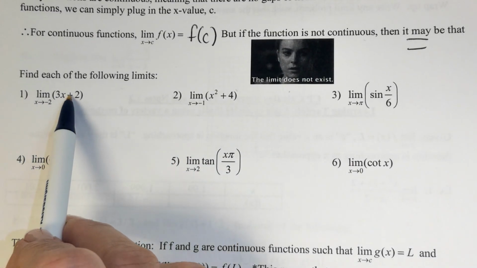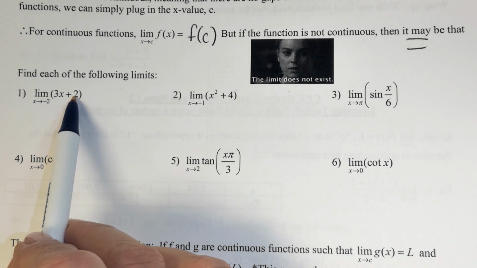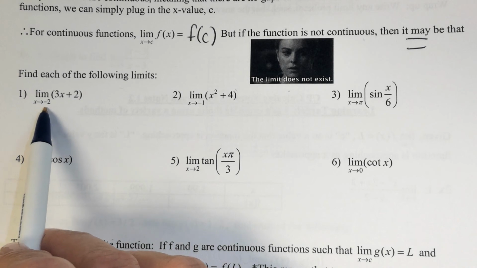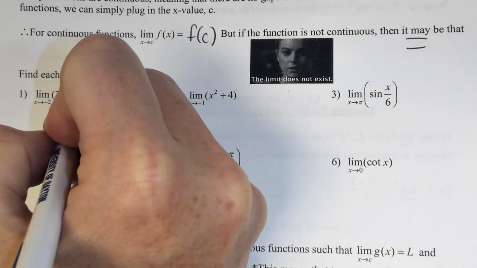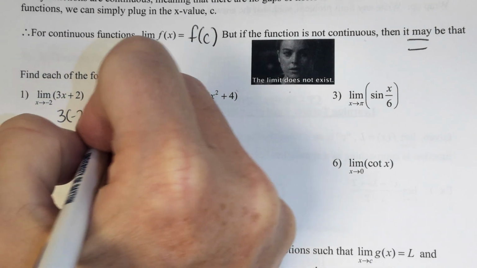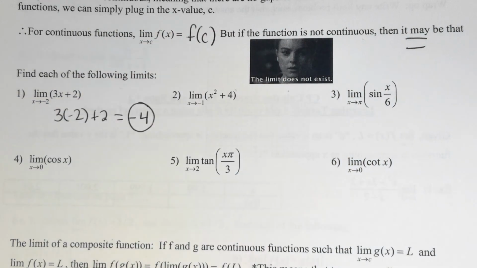Alright, so on this, is this a continuous function? y equals 3x plus 2? Yeah, it's just a line, right? So all we have to do to evaluate is plug in -2. So we're going to do 3 times -2 plus 2. -6 plus 2 is -4.